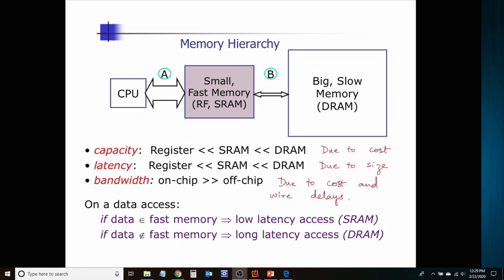So on a particular data access, if the data belongs to the fast memory, that is going to give us the lowest latency or the fastest speed, which is in this case going to be limited by the static RAM. Now, if the data is not present in the cache or the fast memory, that is going to lead to longer wait times or slower speeds, and that limiting factor is going to be the latency due to the dynamic RAM.